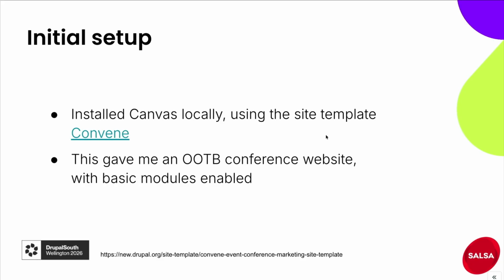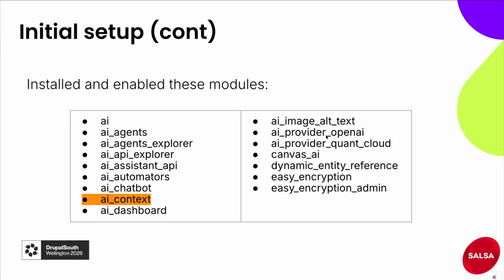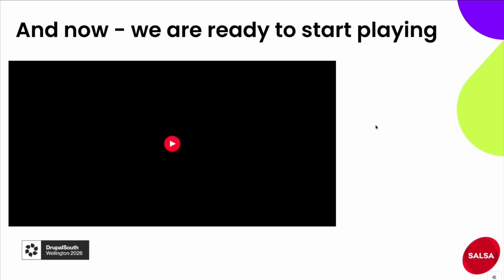I installed Canvas locally using a site template called Convene, and out of the box, it gave me a conference website with basic modules enabled. And then I went ahead and installed these modules. Of course, AI, because we're talking about AI, and the highlighted one is AI Context. If you also look at the other ones, these are the providers, OpenAI and Anthropic Cloud. These are the providers I'm using. All right, so now we are ready to start playing. I've embedded a video here because doing a live demo with AI, no, I'm not that brave.